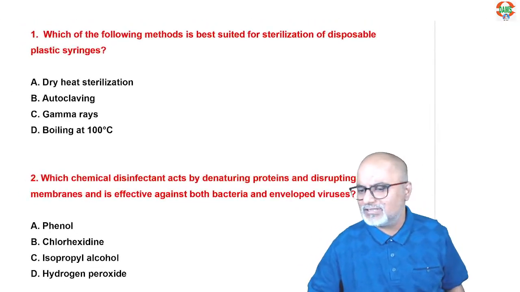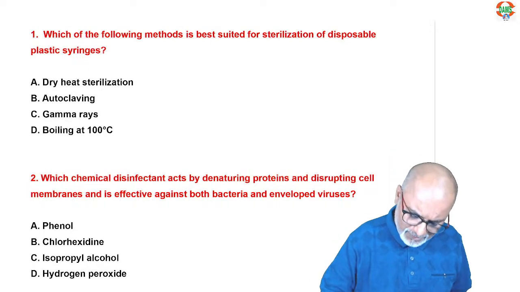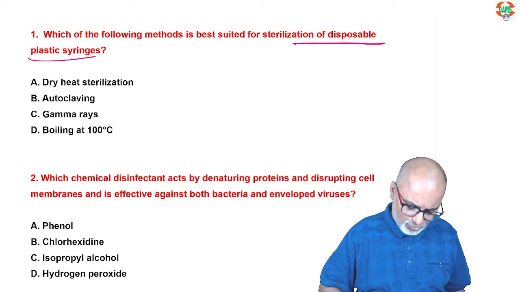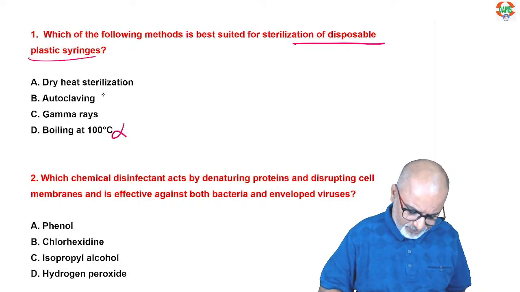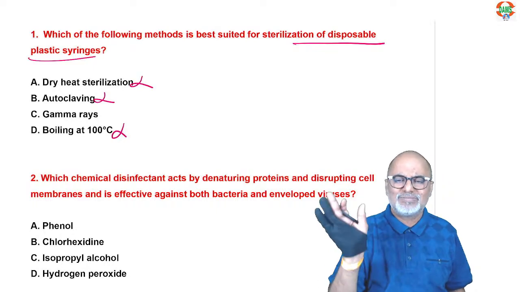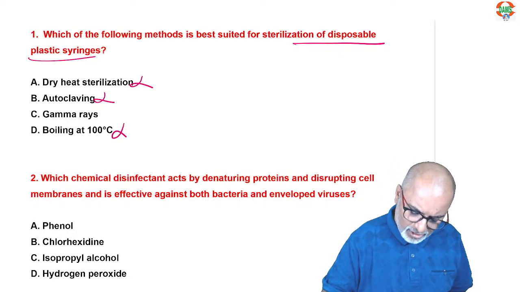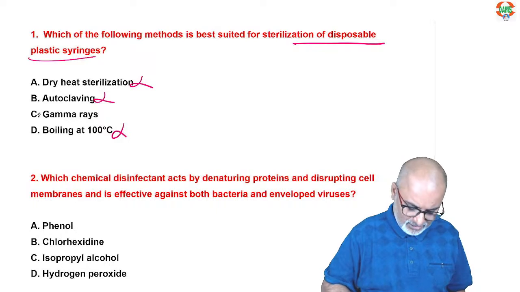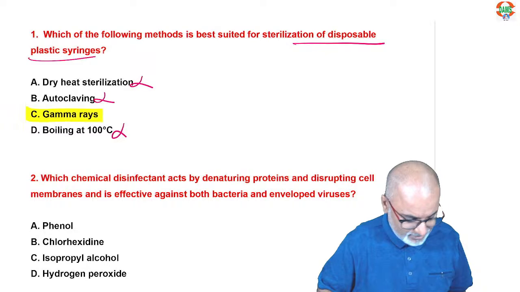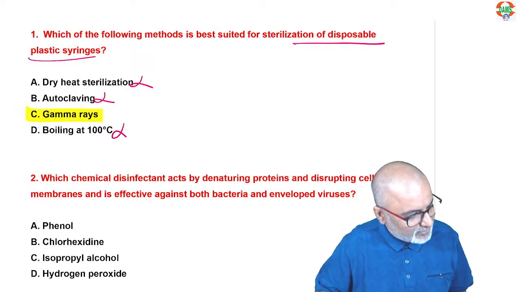Shoot, fast. Which of the following methods is best suited for sterilization of a disposable plastic syringe? Disposable plastic syringe, you cannot go for boiling, autoclave or hot air oven, because everything gets melted. So for a disposable plastic syringe we can go for gamma rays or ethylene oxide. Gamma rays is best, ethylene oxide also good. Very good, Nikesh.